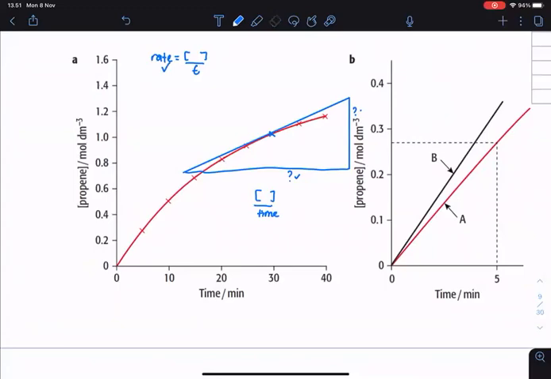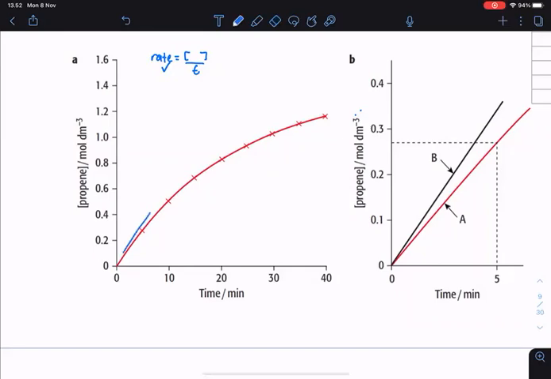Now, if I erase this part, I just want you guys to think about what happens to the rate as time progresses. You can see that if I draw a triangle over here, the gradient is more, and as the reaction progresses, the gradient becomes less steep. So it means your rate of reaction, the gradient, is going down. So the rate also goes down.